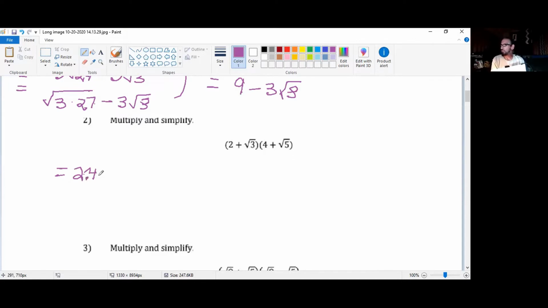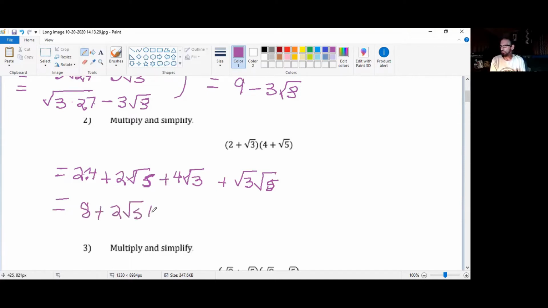For the outers, 2 times the square root of 5. Since they're both positive, we're adding it. For the inners, both positive there as well. So 4 square root of 3. And for the last, square root of 3 times square root of 5. All we can do to simplify this is that multiplication there. It doesn't have a square root, so it's not going to be combined with anything.